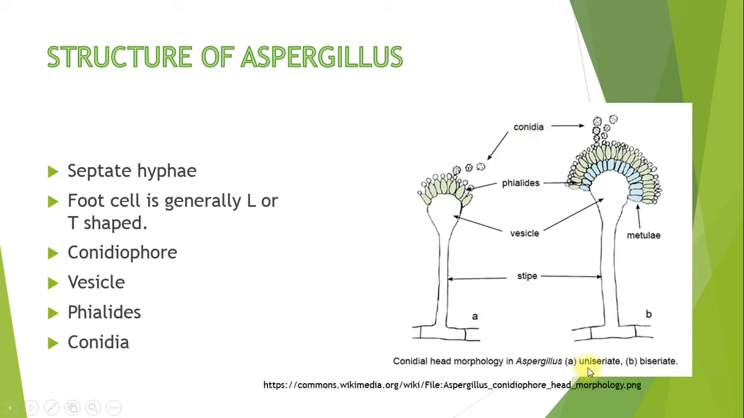There can be uniseriate Aspergillus or it can be biseriate depending upon the layers of the phialides. In the uniseriate there is a single layer, while in the biseriate there is a double layer of the phialides. These phialides they are also called metulae.